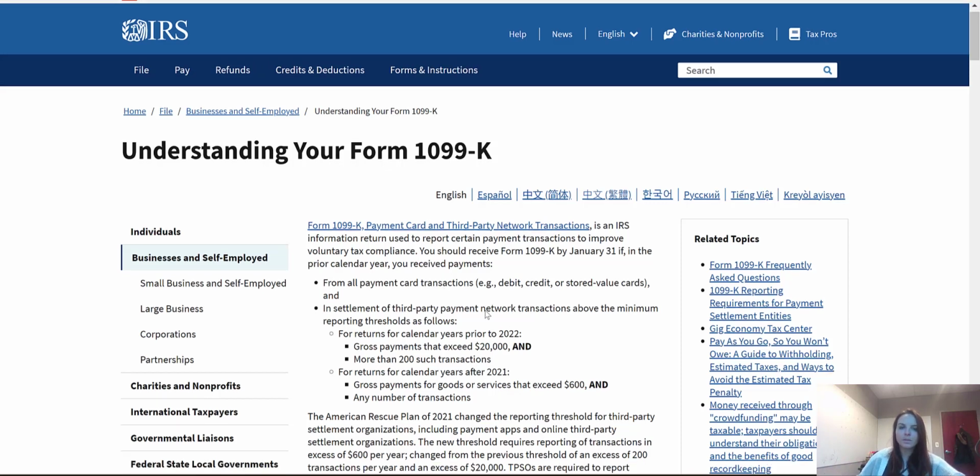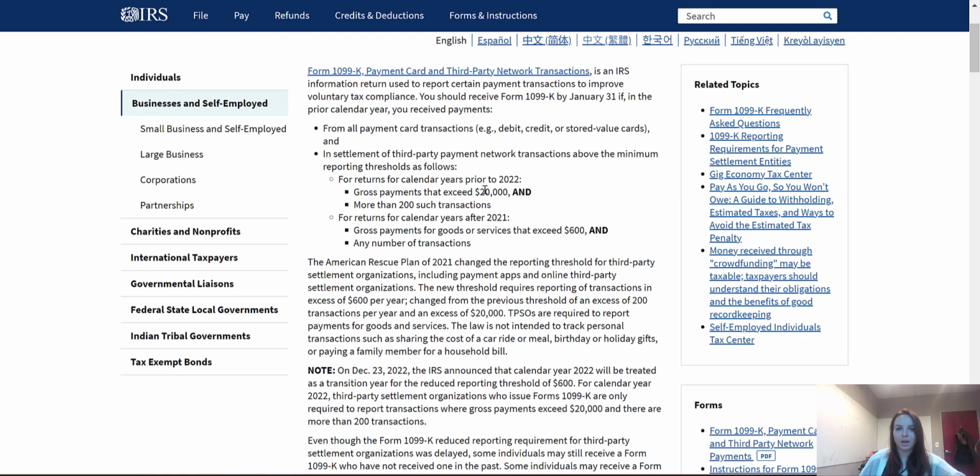So before the year 2022, if you had gross payments that exceeded $20,000, or if you had more than 200 transactions, that payment processor would issue a 1099K. And most payment processors didn't necessarily pay attention to this $20,000 limit. They would issue that 1099K anyways if you had like $10,000 come through.